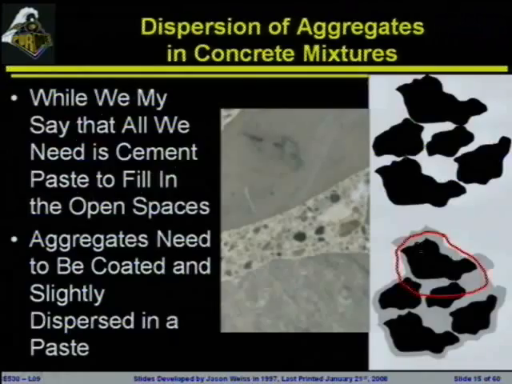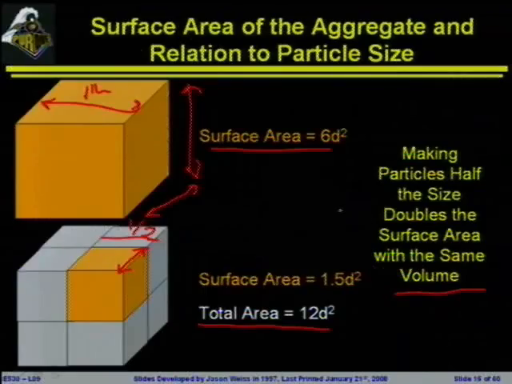Now, if you think back to our previous slide, we said we wanted to coat the surface area with a thin film of paste. Every time you use an aggregate that's half the size, you double the surface area. The finer the aggregate, the more surface area. The more surface area, the more paste. The more paste, not always necessarily the more better.